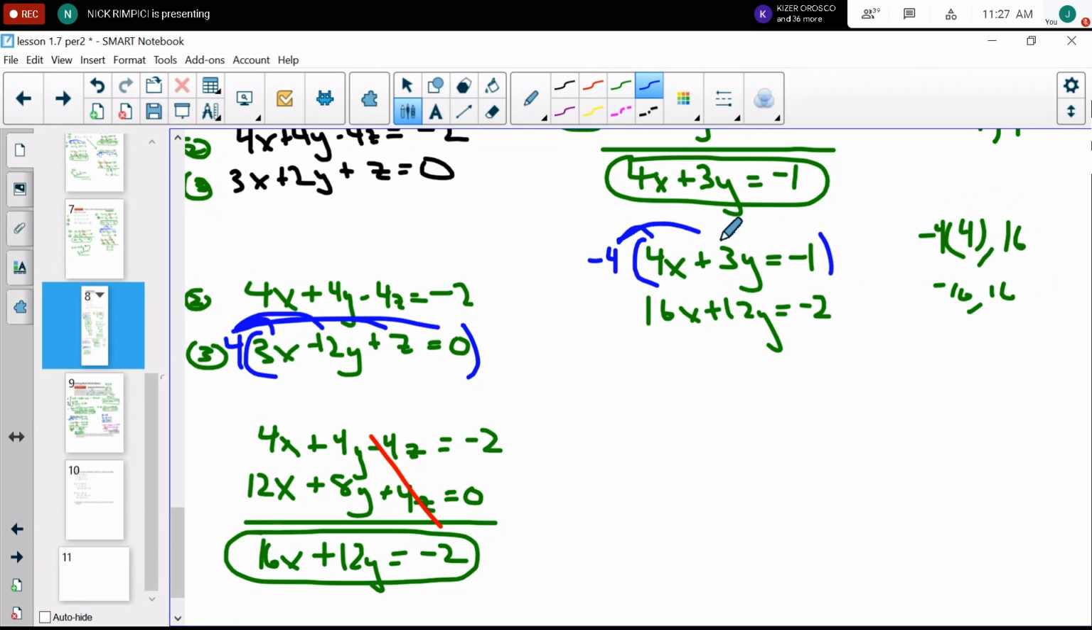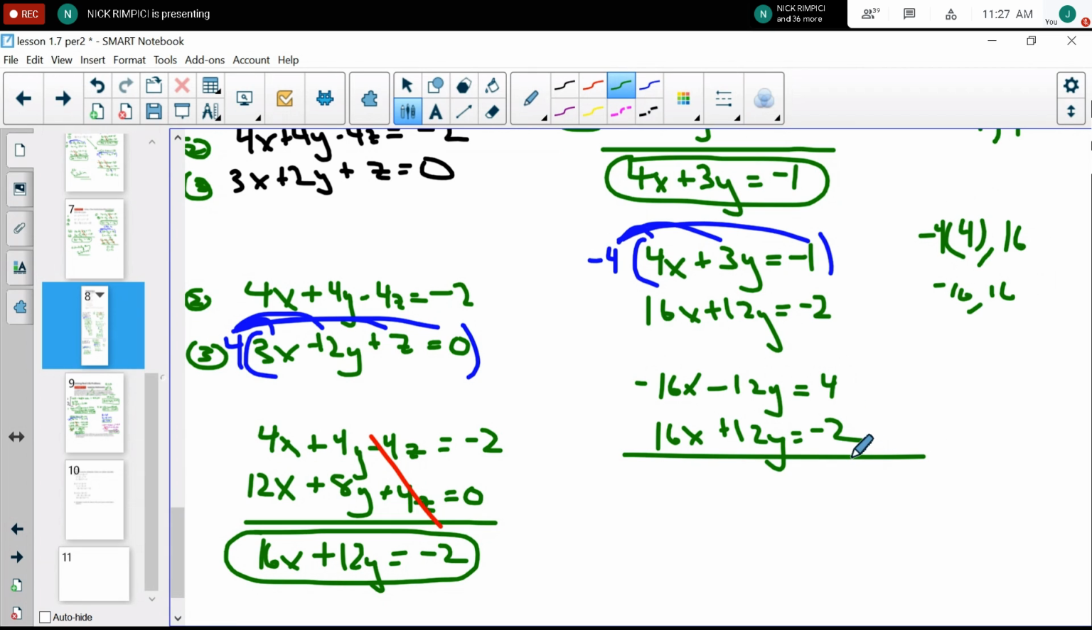So I have to multiply this all the way through. Let me do that now. -4 times 4x is going to be -16x, so that's going to eliminate. -4 times 3y, that's -12y. And -4 times -1 is +4. And now I'm just going to copy down my 16x, my 12y, and my -2. Now I'm ready to add these together.